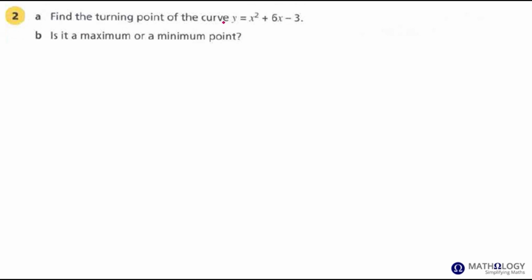Question 2. Find the turning point of the curve y equals x squared plus 6x minus 3, and then state whether it's a maximum or a minimum turning point. Okay, so we're just going to call this function f of x. It's just a lot easier to work with.